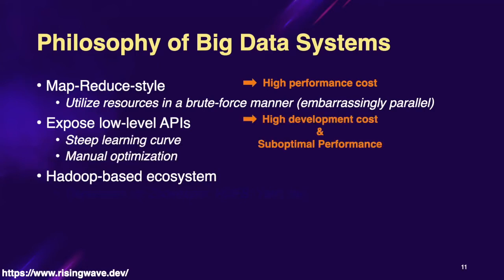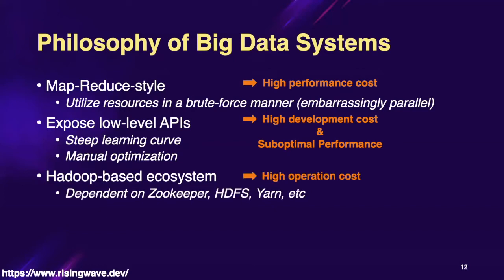And second is that it exposes only low-level APIs, right? So to learn this system, people have to go through its API doc, and by writing these low-level APIs, people often miss the opportunity of doing optimization, right? So you have both high development cost, and also you always get stuck with suboptimal performance.